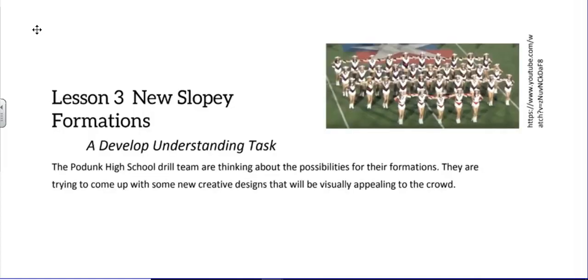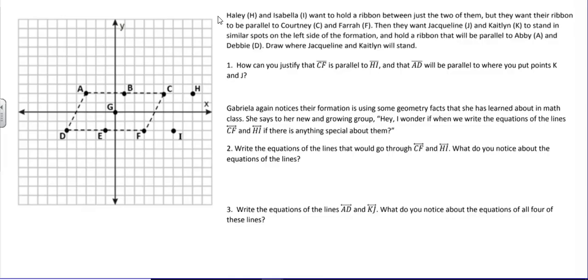lines. So Podunk High School drill team are still thinking about different formations, and they've come up with some new creative designs. Haley and Isabella want to hold a ribbon between just the two of them, but they want their ribbon to be parallel to Courtney and Farah. Then they want Jacqueline and Caitlin to stand in similar spots to the left side of the formation and hold a ribbon that will be parallel to Abby and Debbie.